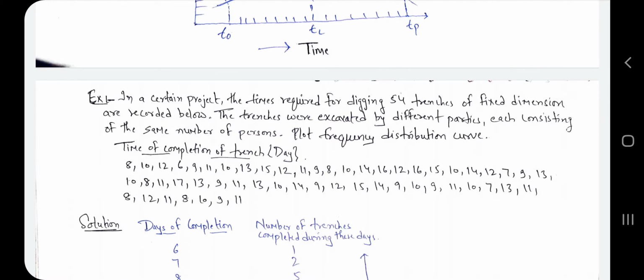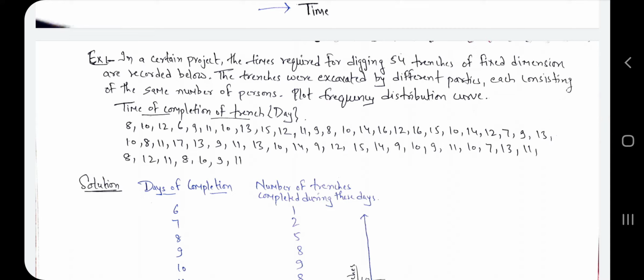In a certain project, the times required for digging 54 trenches of fixed dimension are recorded below. The trenches were excavated by different parties, each consisting of the same number of persons. Plot the frequency distribution curve. So in our example, we have 54 trenches of fixed dimensions, excavated by different parties, each consisting of the same number of persons.